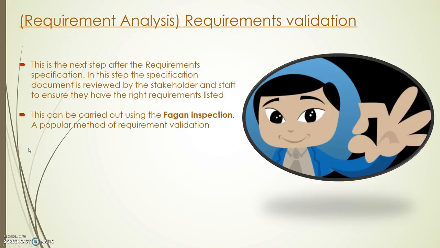Next, we have the requirements validation stage. This is the next step after requirement specification. In this step, the specification document is reviewed by the stakeholder and development team to ensure they have the right requirements listed. This can be carried out using FAG and inspection, popular methods of requirement validation.